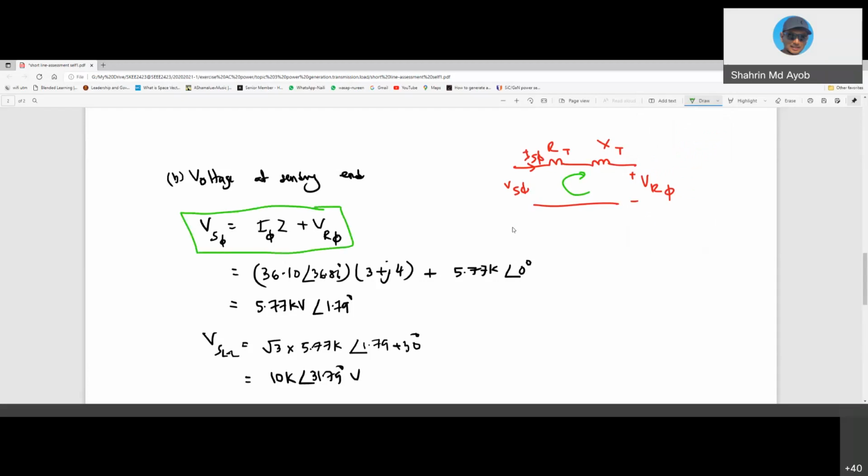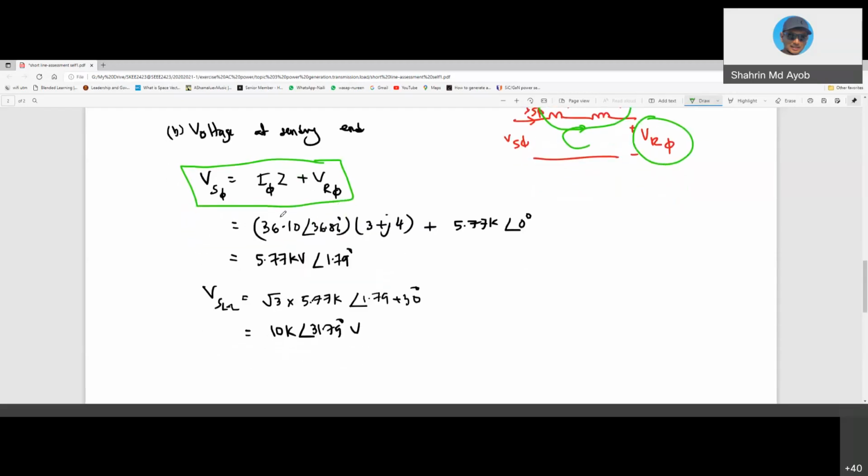So the Vs is equal to the voltage drop across this one plus the voltage receiving. All the information has been calculated, which is the current, the total impedance, and the VR phase. Please be noted the angle is 0. So finally, you will obtain the value of Vs phase.